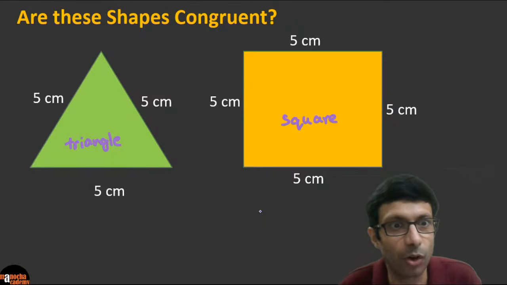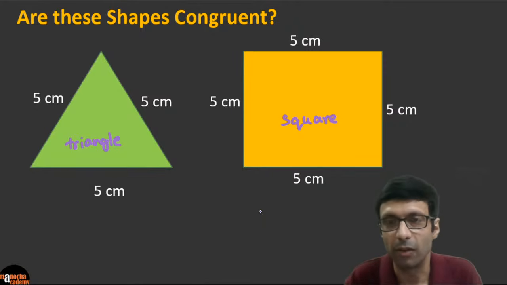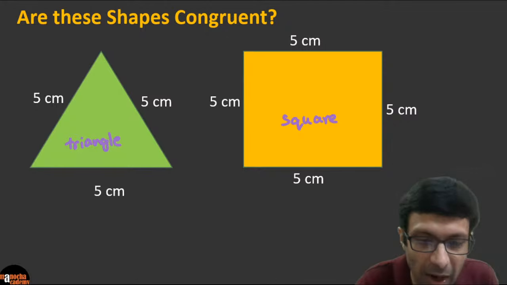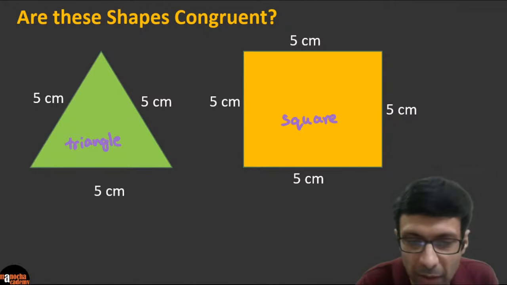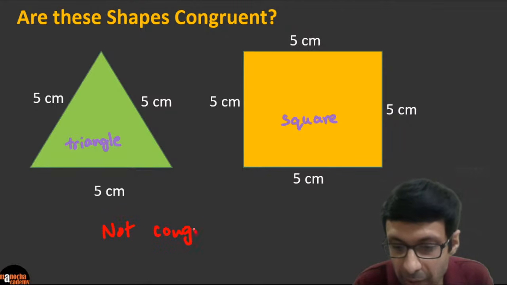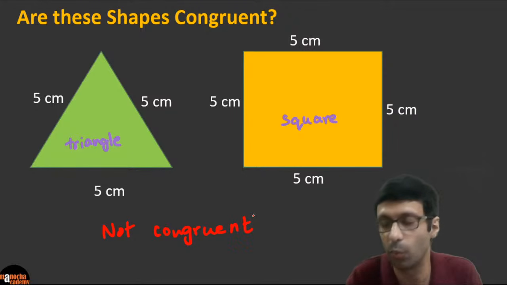Okay, very good. A lot of you are saying no, right? Because even though the side length is equal, the shape is different. It should be the same shape and size. So here the answer is no. The triangle is not congruent, right? These are not congruent because clearly they are not the same shape and size. Okay, one is a triangle, one is a square.